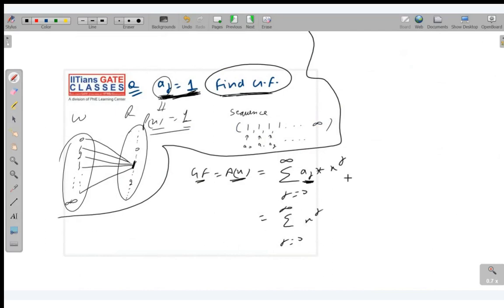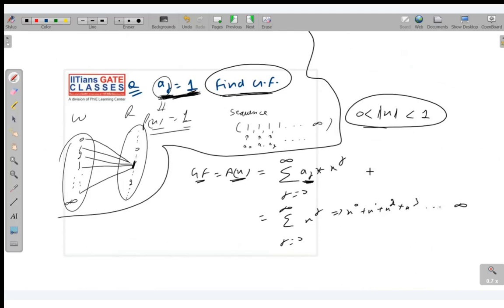Now we do not know what x is here. So x is any number, but the condition is that it should be greater than 0 and less than 1, so it is between 0 and 1. Now if you open it up, what will you get? x power 0 when r is 0, then plus x power 1 plus x power 2 plus x power 3 up to infinity. Are you getting it? So what is this? This is a GP.